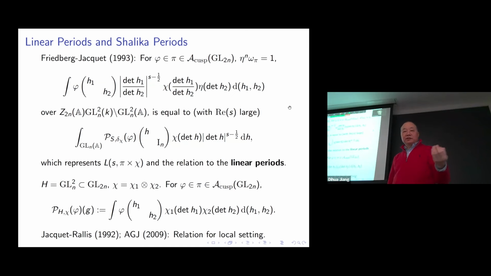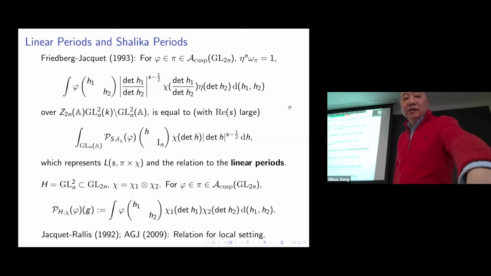So in other words, Jacquet and Shalika showed that the linear period is holomorphic, well-defined. Also, when the real part of s is large, you can unfold it to this Shalika period integration. Okay, so this is a very nice generalization of Jacquet-Langlands' original GL2 version, right?